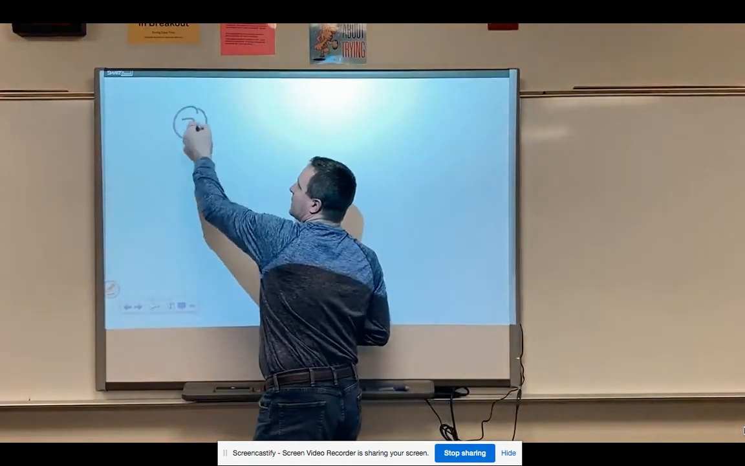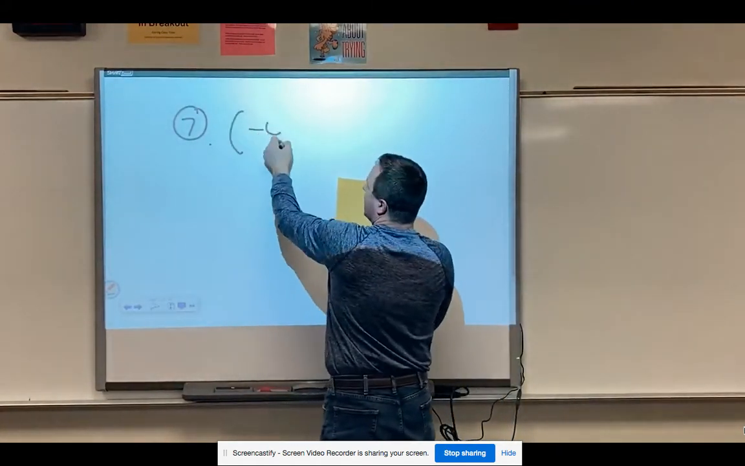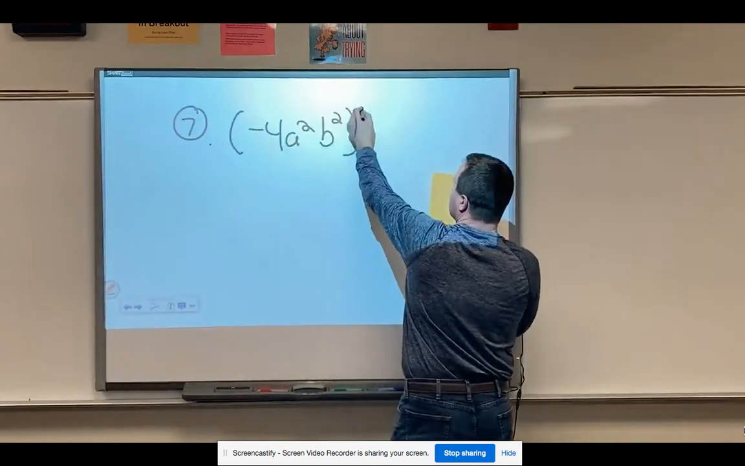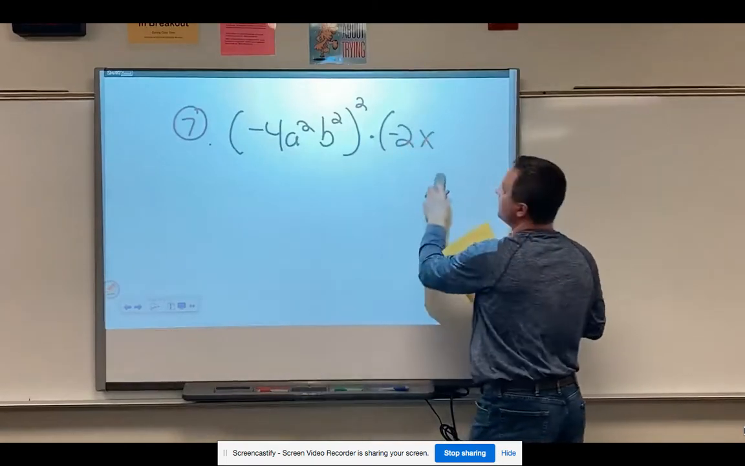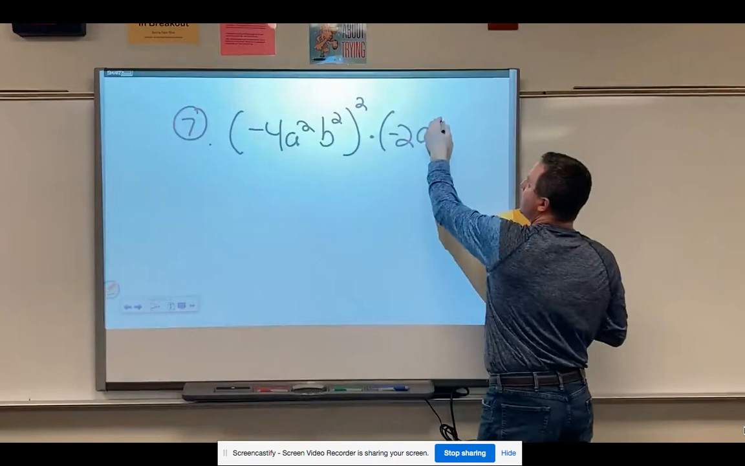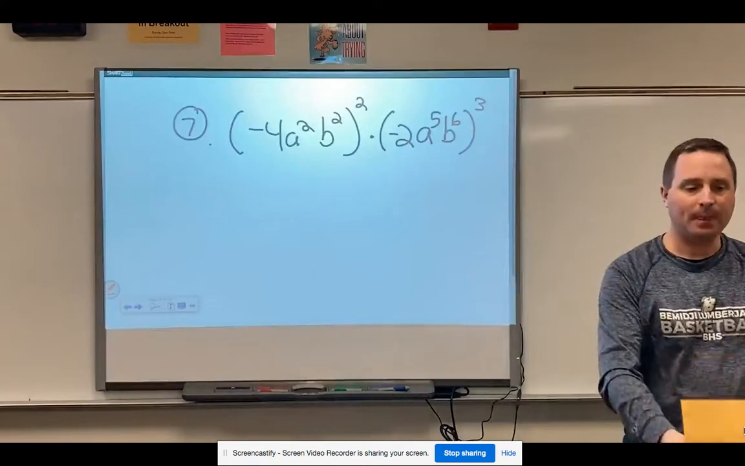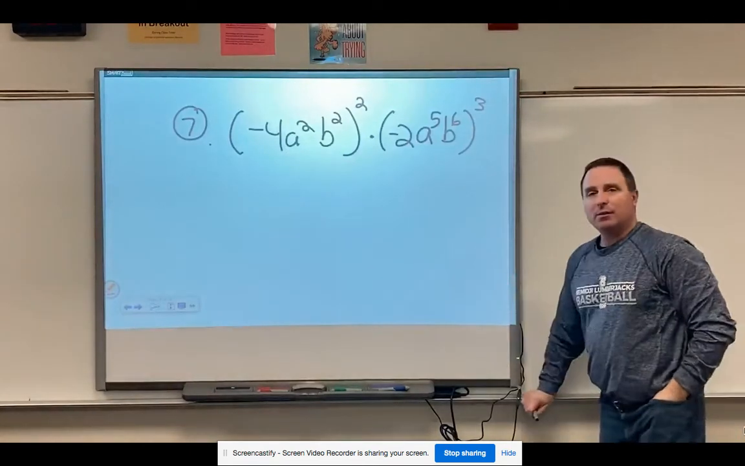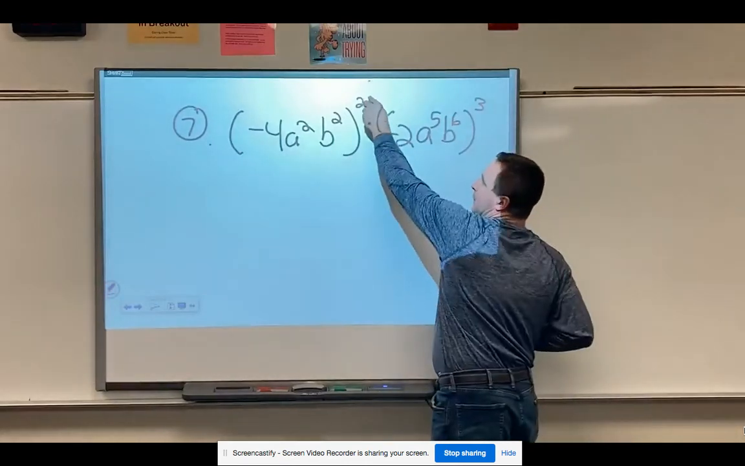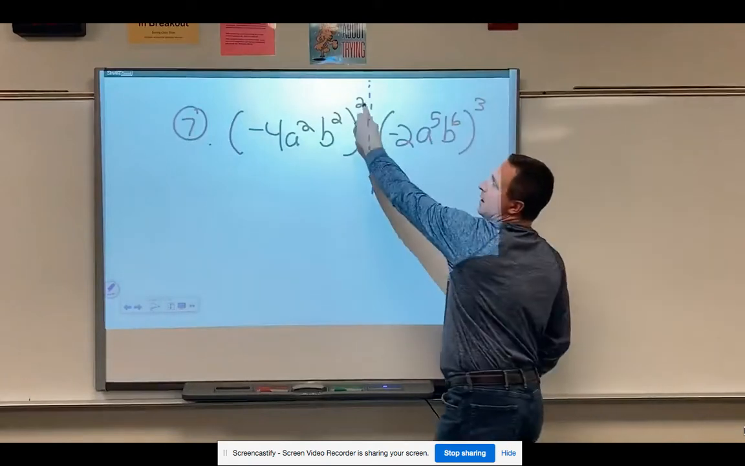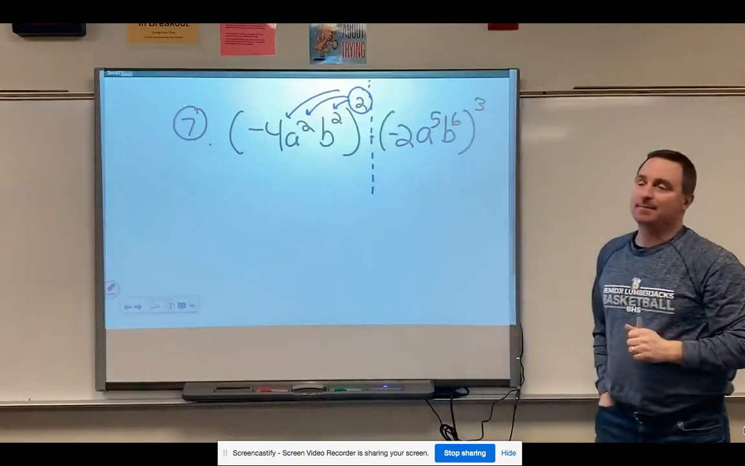Here's my second to last one, number 7. It looks something like this: negative 4a squared b squared, squared, times negative 2 a to the 5th, b to the 6th, cubed. Now this one, we haven't seen one of these yet. What if there are negative numbers in there? Well, we do the exact same thing. I'm going to break this apart into 2 separate ones. I'm going to take my exponent on the outside and distribute it to everything on the inside.